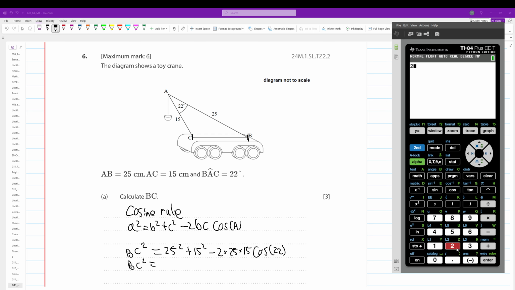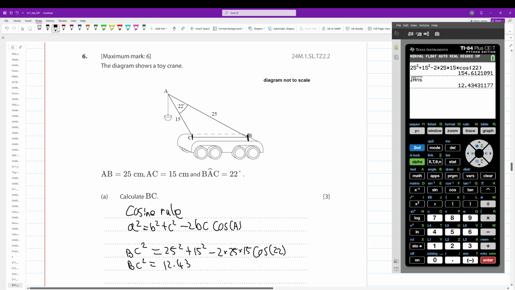And we get 25 squared, add 15 squared, take away 2 times 25 times 15 times cos 22. Okay, and I square root my answer. 12.43. That's the final value, not the squared of it. Now, does that make sense to us? Yes, that makes sense.